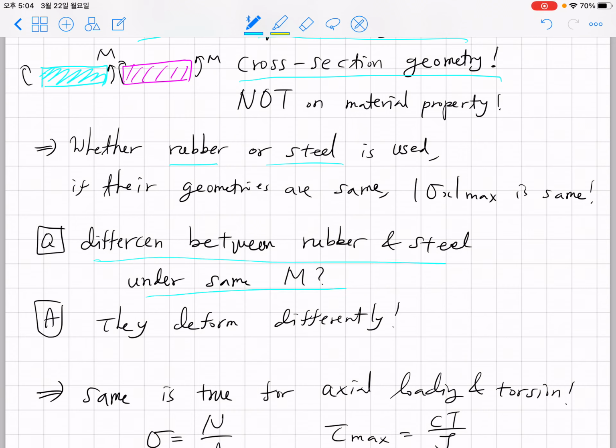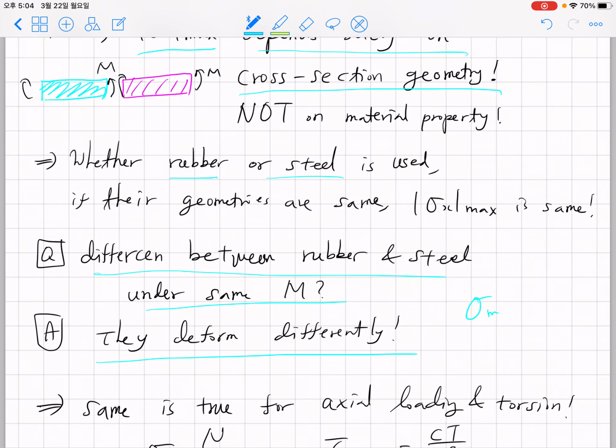The difference is they deform differently. Even though their maximum stress is identical, the maximum strain must be the maximum stress divided by Young's modulus, and Young's modulus of steel is orders of magnitude larger than rubber. The steel deforms much less than rubber, even though we apply the same moment and the same stress distribution. So this is something you have to remember.